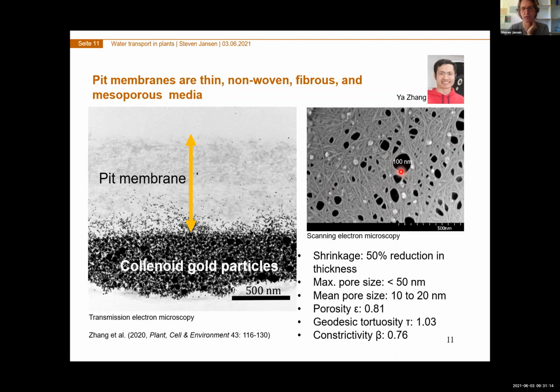But that is really an artifact, because if you look at the fresh sample that's not shrunken, which we can see here in this transmission electron microscopic image, you see the membrane reaching from there to there. We wanted to know the porous medium properties of this pit membrane. We perfused samples with colloidal gold particles, and we could see that the tiny ones were going in, but the 50 nanometer ones were not. So the sizes are below 50 nanometers, with mean pore sizes between 10 and 20, porosity pretty high, tortuosity close to 1, and constrictivity also fairly high.